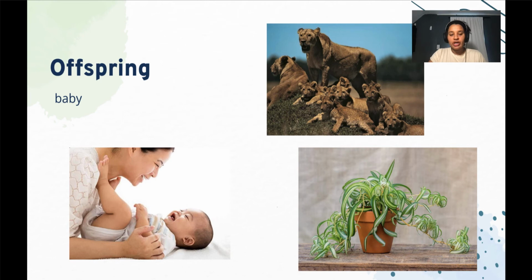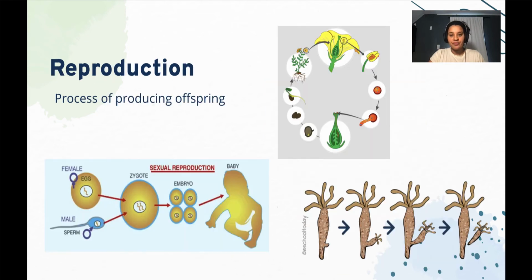So offspring is another way to say baby. Most living things have offspring. All living things have the ability to create offspring, but not all living things do have offspring. So plants, animals, all create offspring. Reproduction is the process of producing offspring.